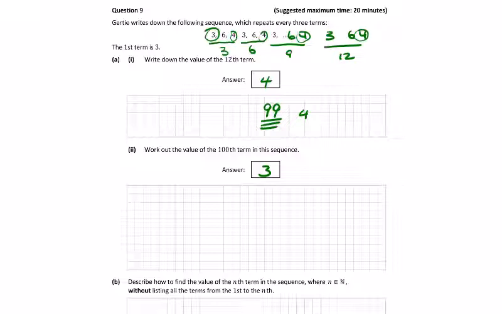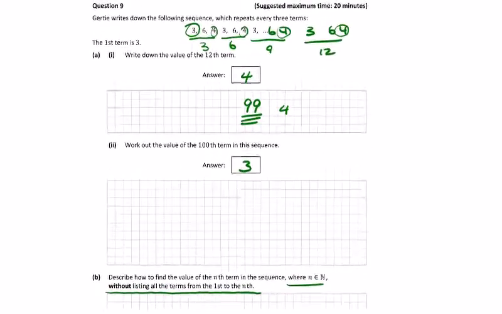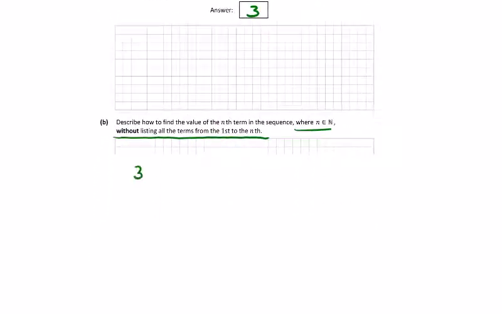Describe how to find the value of the nth term in the sequence, where n is an element of the natural numbers, without listing all the terms from first to nth. So how do we come up with the nth term of this sequence? This question has been asked before, and it's based on a remainder. So if we look at the sequence 3, 6, 4, and we said the 100th one was 3. So 100 divided by 3, there's 3 terms in the sequence, would be 33 remainder 1. So the remainder is 1, it's going to be the first term in the sequence.